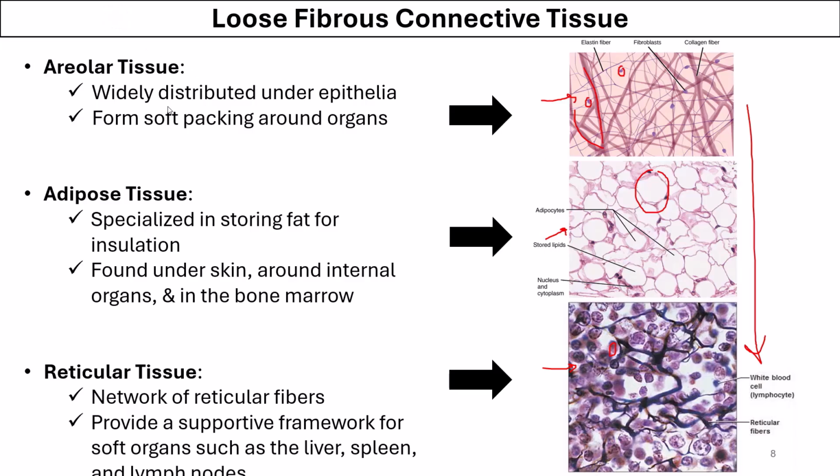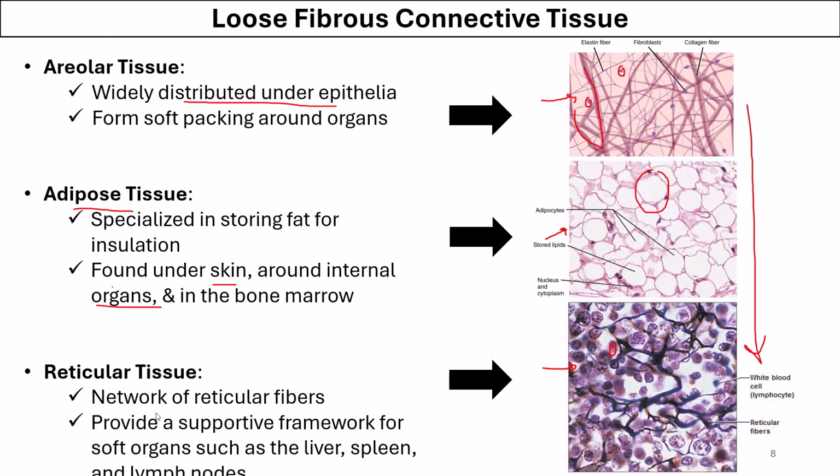Areolar tissue is the one that is widely distributed under our epithelium, which is our skin, and they form small pockets of packaging around our organs. Adipose tissue is the fat containing tissue. It specializes in containing cells which have lipids or oil in them. They are found under the skin and also in pockets around our internal organs, again to provide insulation and cushioning.